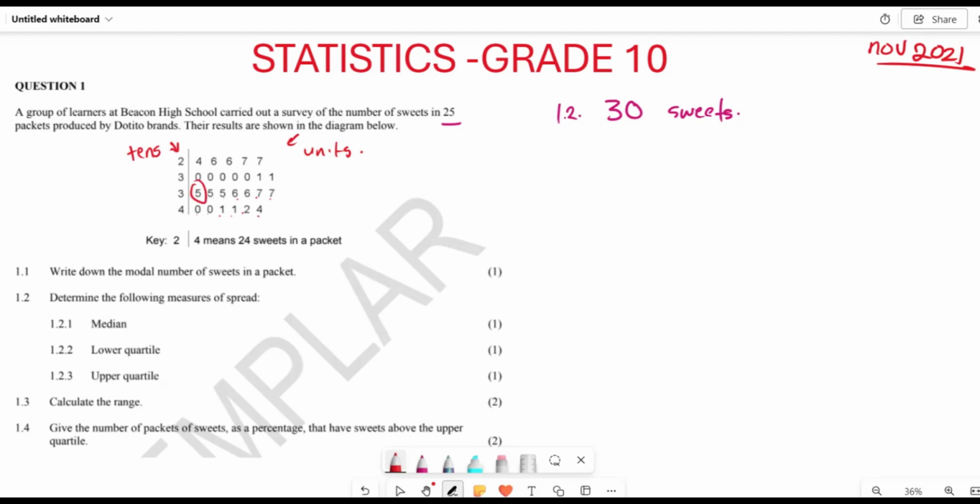And if you look, starting from this one, it's 1, 2, 3, 4, 5, 6, 7, 8, 9, 10, 11, 12, then 13, right? So in this case, for your 1.2.1, your median is going to be given by 25. Oh, it's okay. So your median is going to be given by 25.